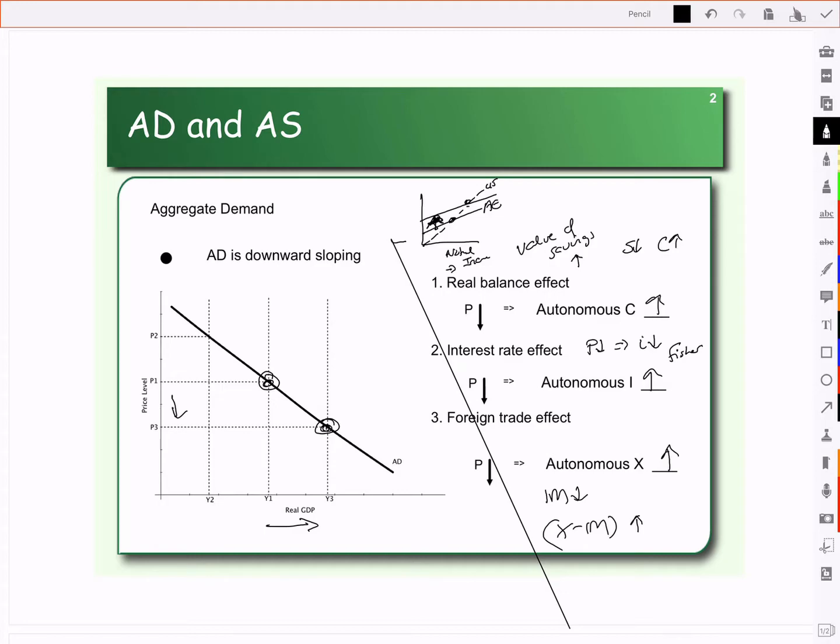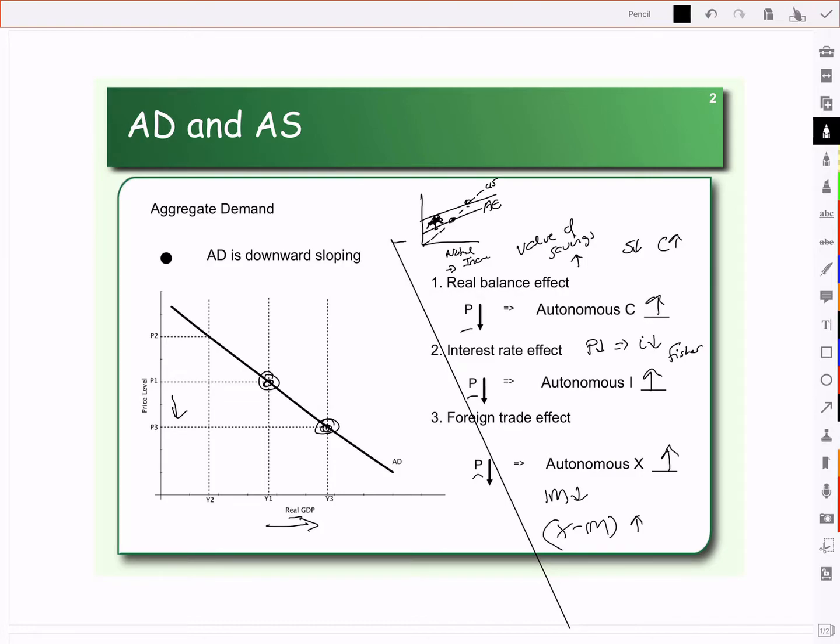Recall that aggregate demand shows the total value of our final goods and services, so our real GDP, and how that is changing with the price level. So we changed the price level in these three here, and it changed aggregate expenditures, which changes the amount that households, businesses, government, and the rest of the world are willing and able to buy of our goods.